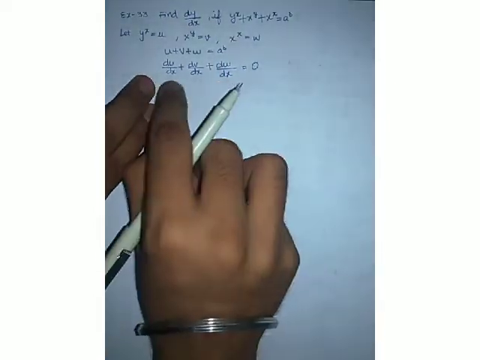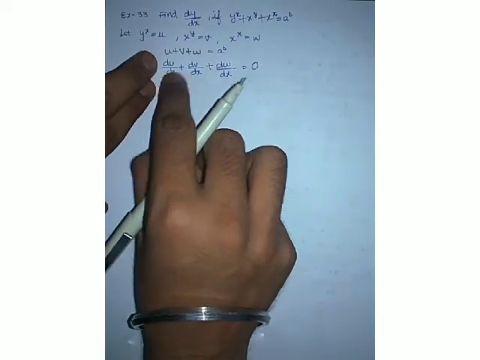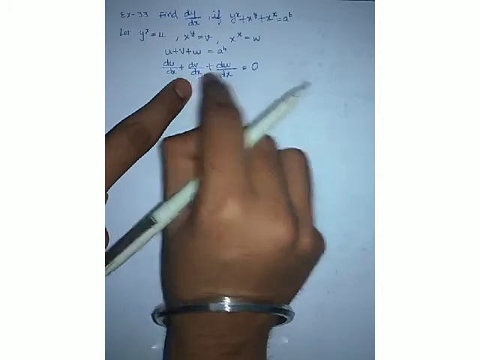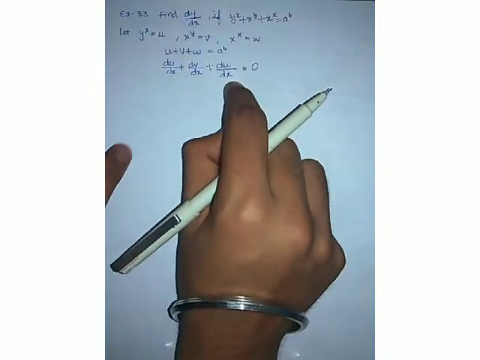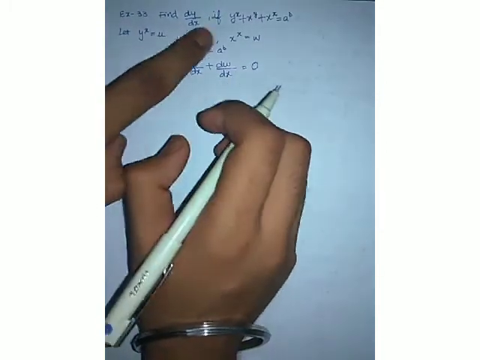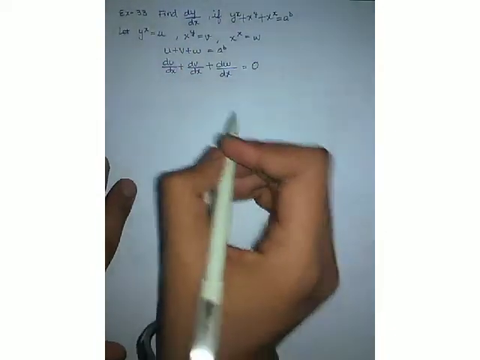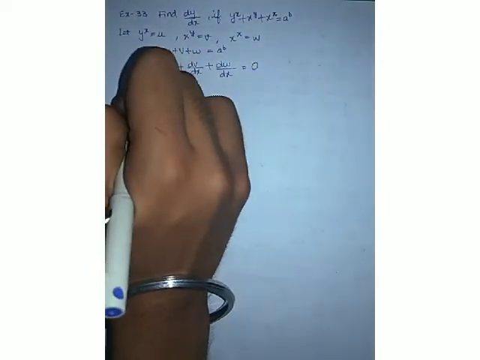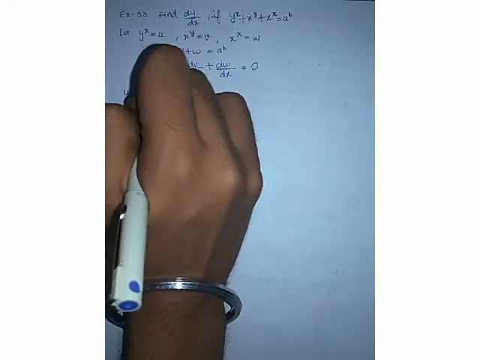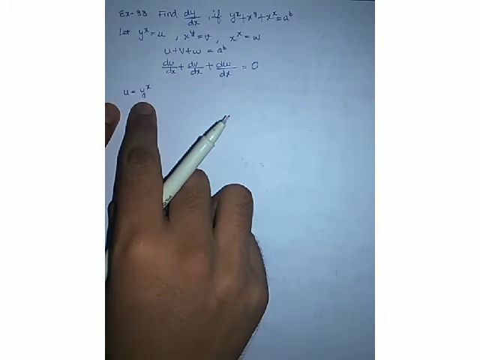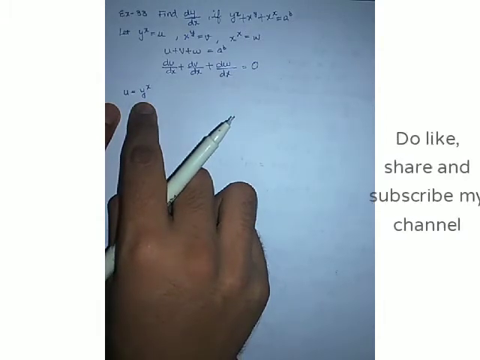So indirectly we have to find du upon dx, the differentiation of u with respect to x, the differentiation of v with respect to x, and the same of w with respect to x. So we will be differentiating u, v and w separately, and then we'll add the results and we'll find dy upon dx. So firstly, what is u? u is y raised to power x. It is the same logarithmic differentiation that we have been using in the previous three examples.